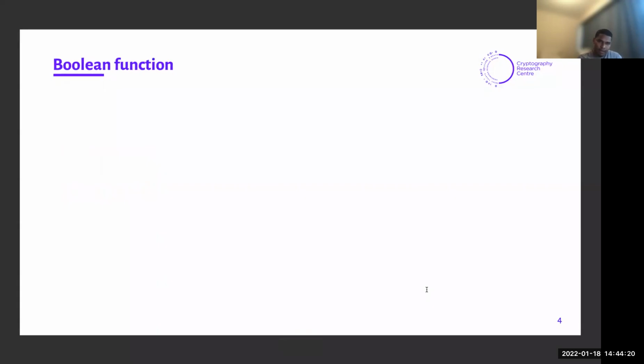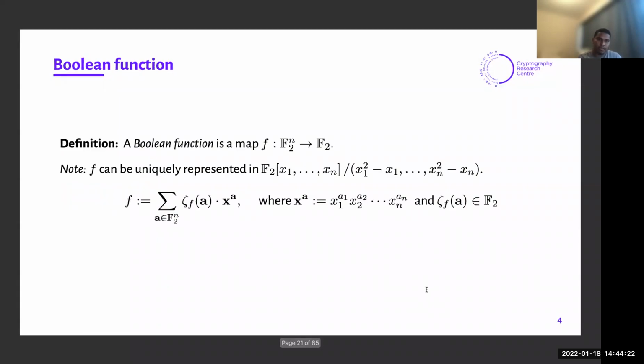So the main object here is just a Boolean function. A Boolean function is just a function from F2 to the n to F2. And it can be represented as a polynomial like this, where every monomial is square free, meaning that the exponent of every variable in any monomial is either 0 or 1.